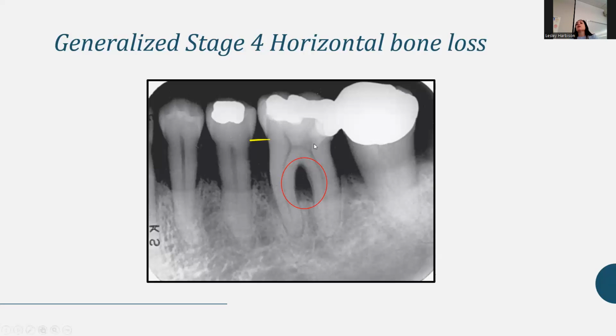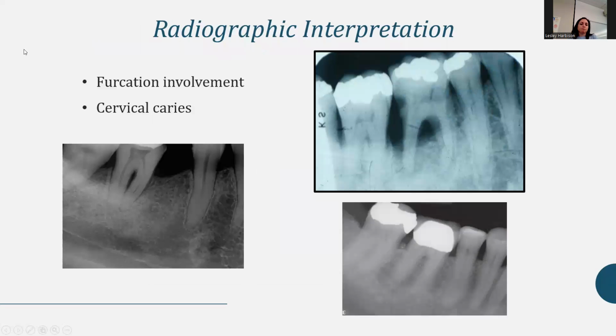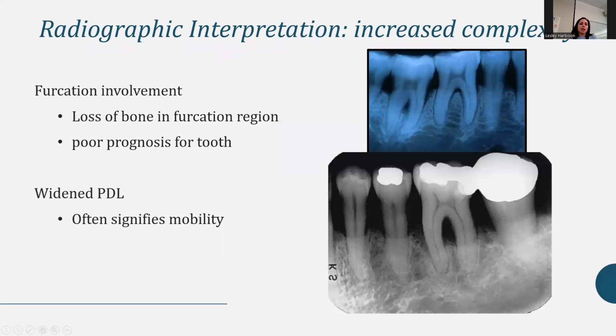So here's just another example of the CEJ. The CEJ is even here and the bone level is even here. So that's just highlighting the horizontal bone loss. Back it up. Okay.